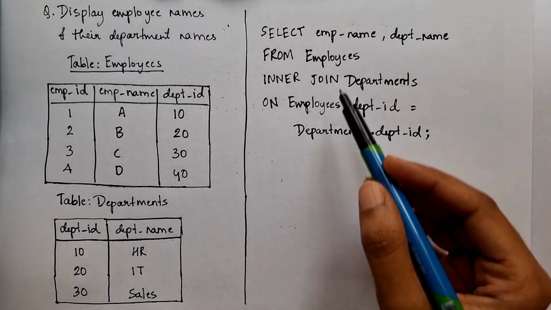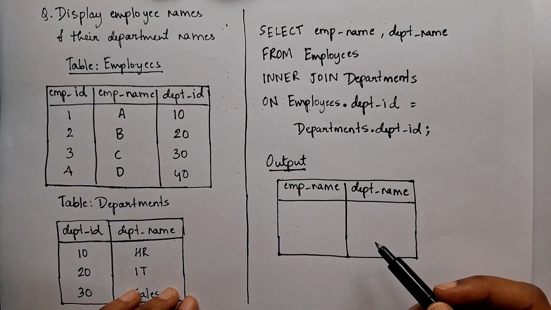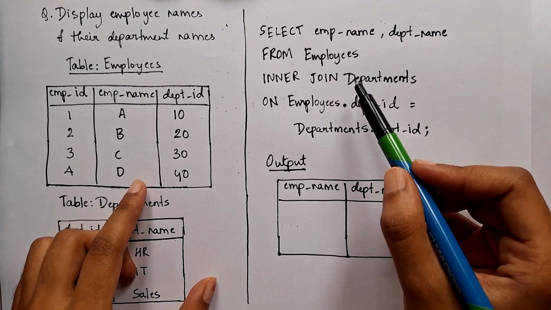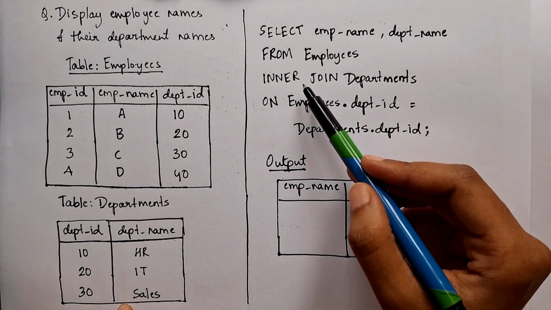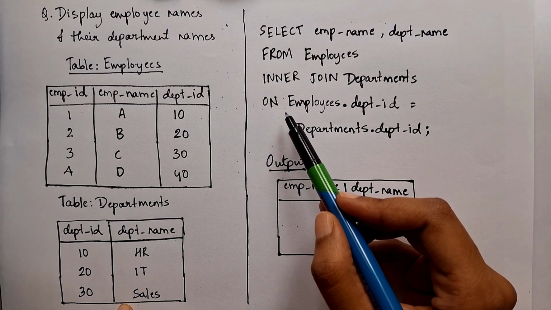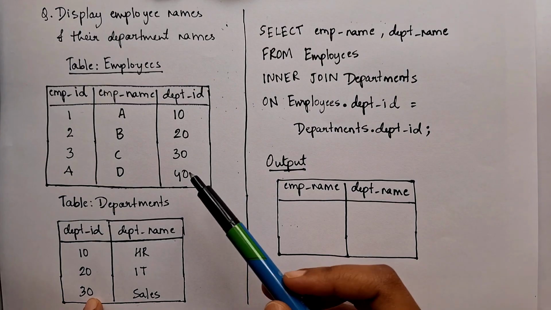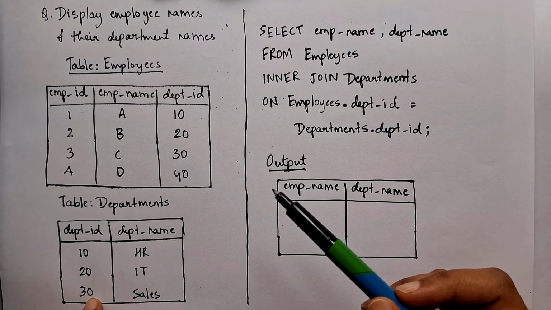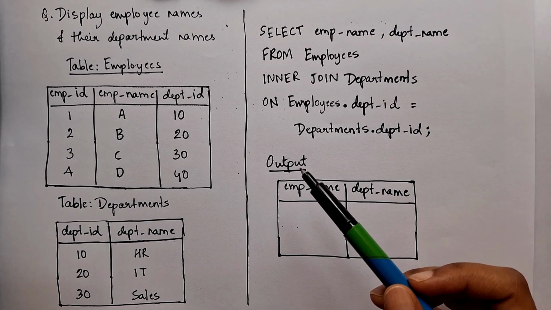So guys, this is how we write query. Now let's understand how this query executes. First, SQL takes the employee table, then it takes the departments table. Next, it applies the inner join condition using on clause. It compares department ID from both the tables, and whenever it finds the matching department ID values, it combines those rows. If there is no match, those rows are ignored.